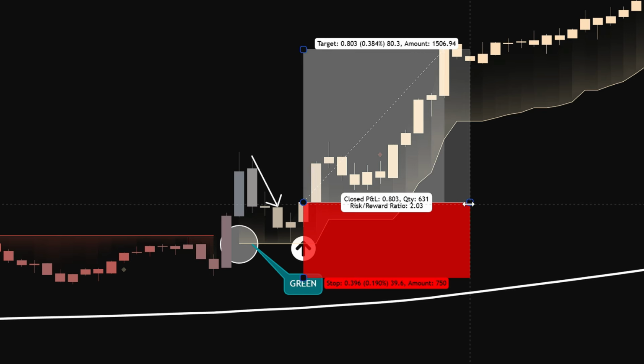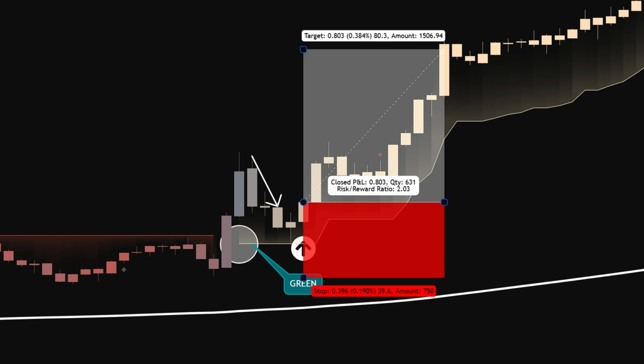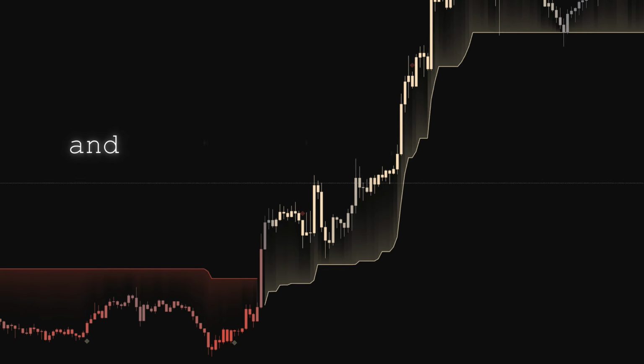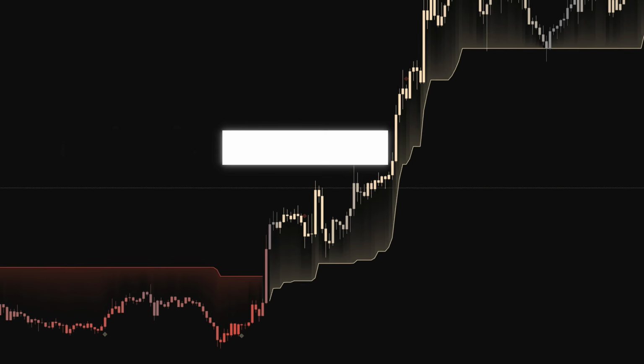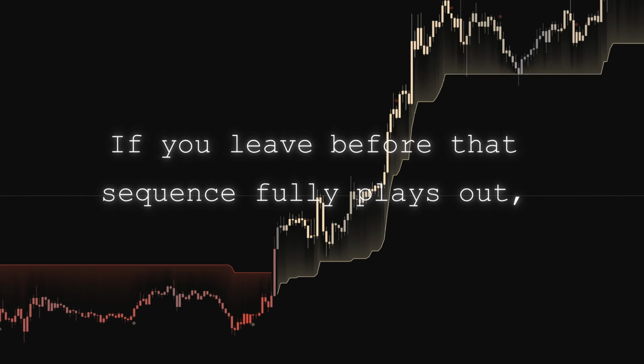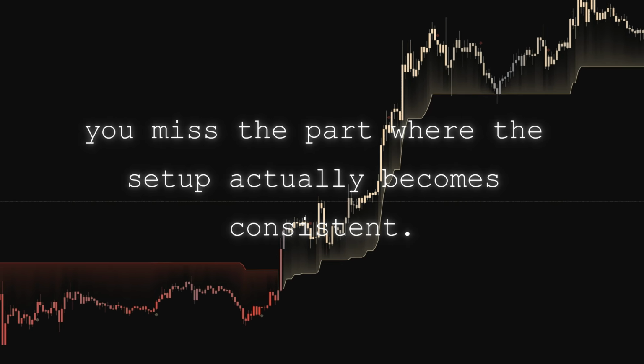When traders lose with this setup, it's almost never because the indicator stopped working. It's because they skipped the permission step, rushed the reset, or tried to predict instead of letting the market confirm. This works when you respect trend, wait through discomfort, and only enter when momentum, structure, and direction line up. If you leave before the sequence fully plays out, you miss the part where the setup actually becomes consistent.